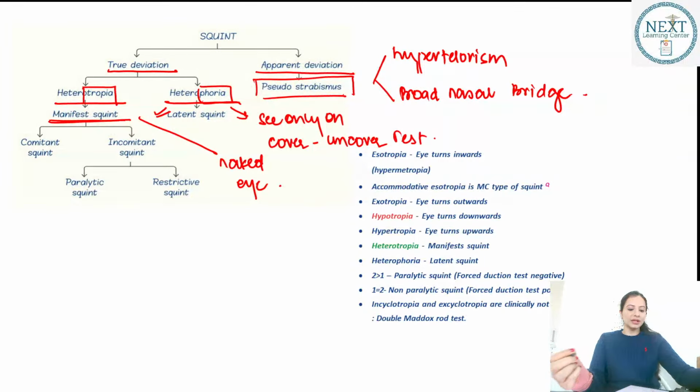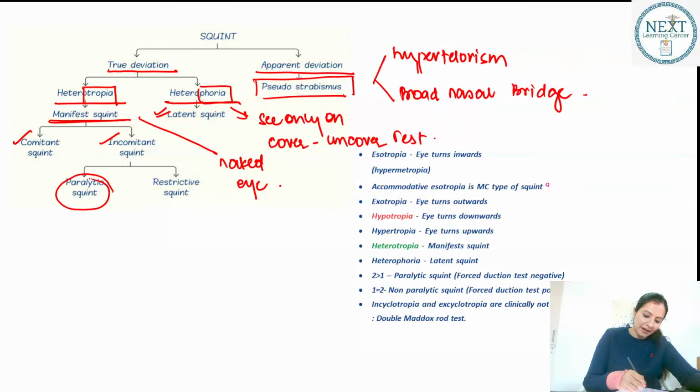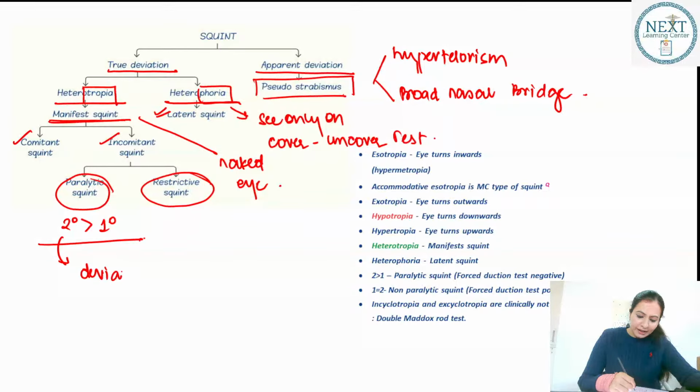Then manifest squint can be comitant squint or incomitant. Incomitant will include paralytic squint and restrictive squint. In paralytic squint, secondary deviation is more than primary deviation. Secondary deviation is the deviation of the normal eye under cover.